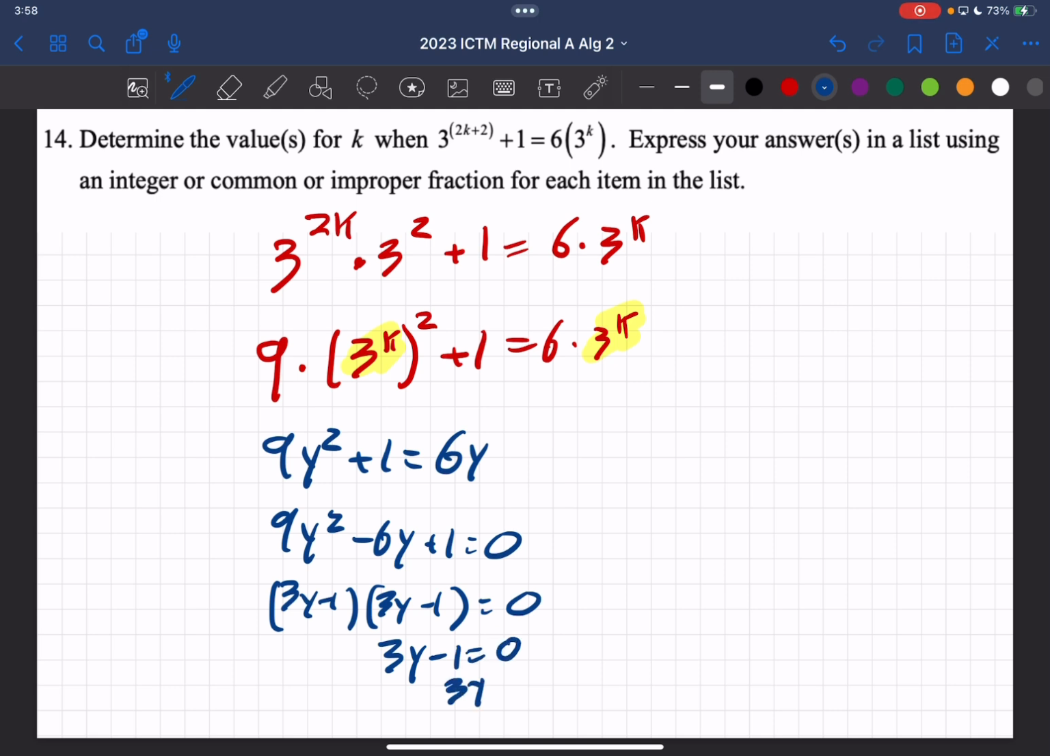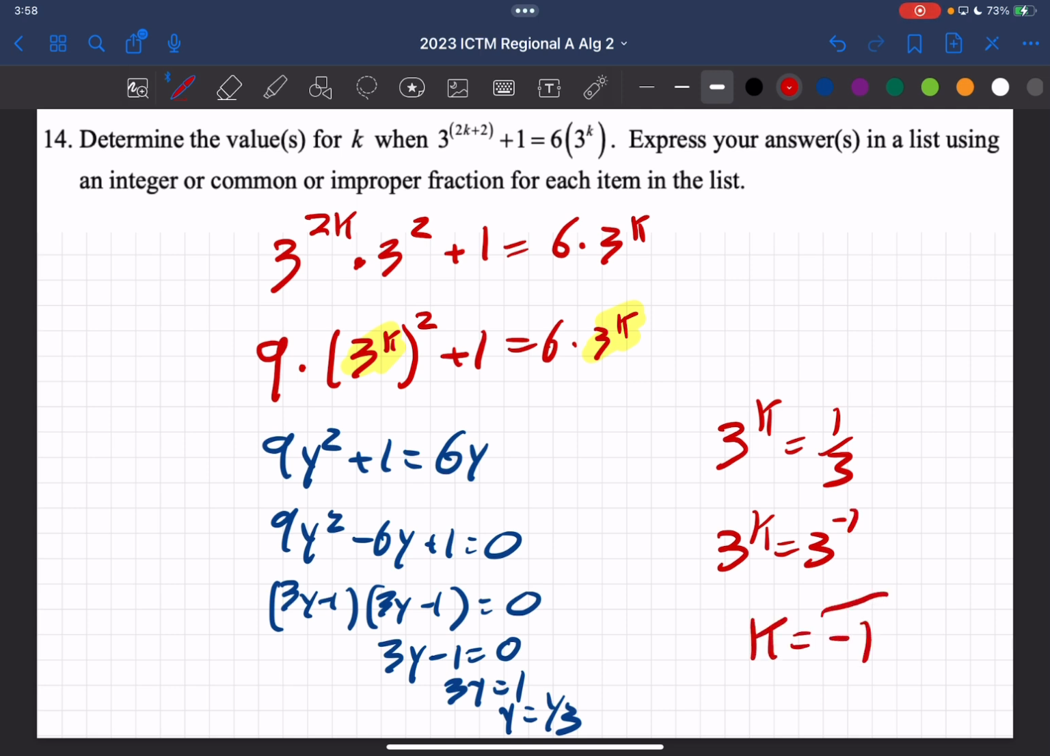So 3y equals 1, y equals 1/3. But we don't want to solve for x, we want to solve for k. And so k is part of 3 to the k, which is what 1/3 is equal to. So 3 to the k equals 1/3. And 1/3 is just 3 raised to the negative 1 power. So that means that k is equal to negative 1.